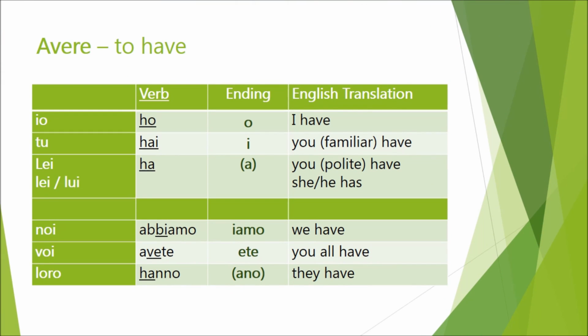Here is our verb chart. Let's go through it. Avere, to have. Io ho, I have. Tu hai, you familiar have. Lei, lei, lui ha, you polite have. She has. He has. Noi abbiamo, we have. Voi avete, you all have. Loro hanno. They have.